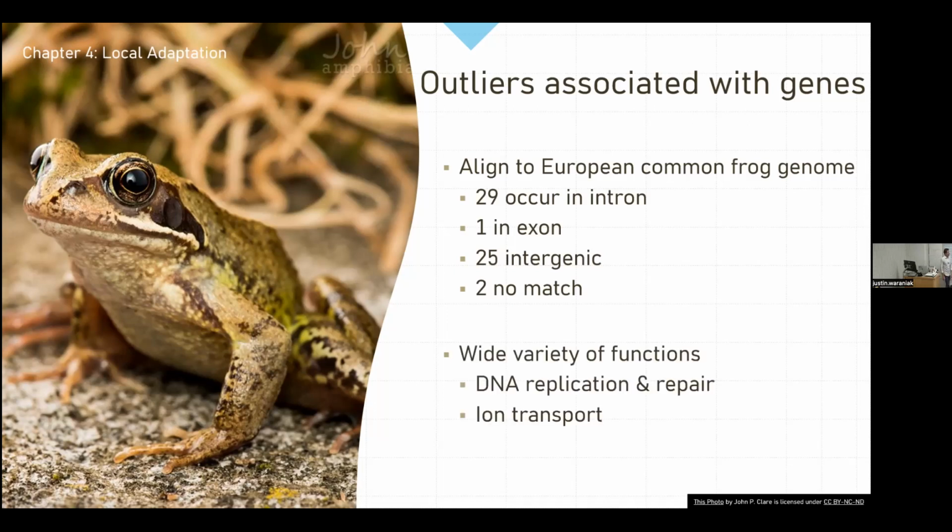And when we look at the function of the genes that are associated with certain SNPs, we see a wide variety of functions. 2 of the main ones that pop out are DNA replication and repair, and ion transport. So these are pretty broad categories. We can't narrow down a certain pathway that might be under selection, but it gives us a starting point to maybe look at some possible adaptations.